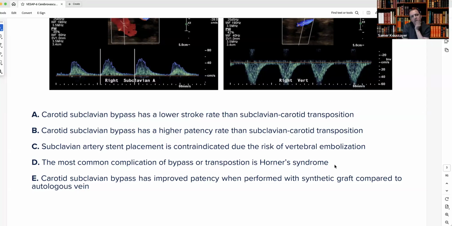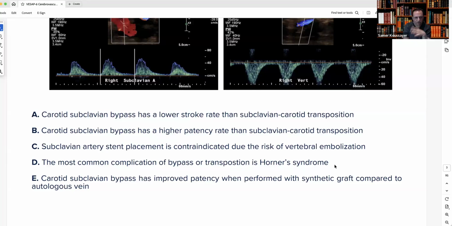Because they kink. So this is the only place where the vein doesn't work as well as the graft. There are a couple of places where a bypass graft is better than the vein. You know what the areas are? This is one of them. The neck: when you do a carotid subclavian bypass, we always use a graft.